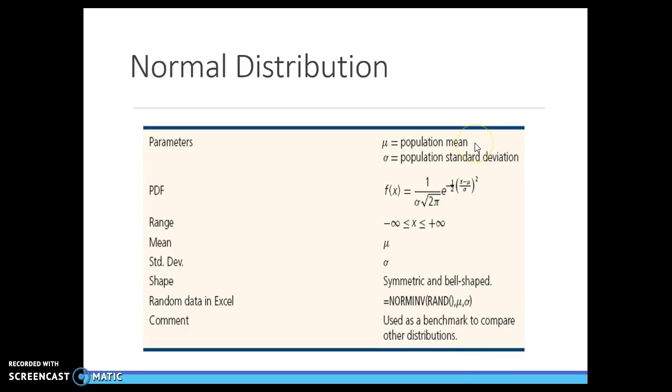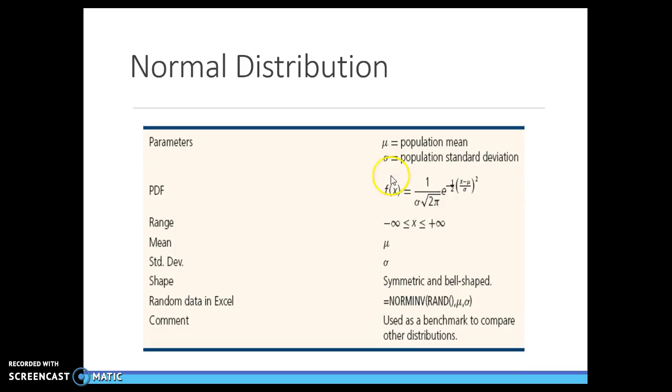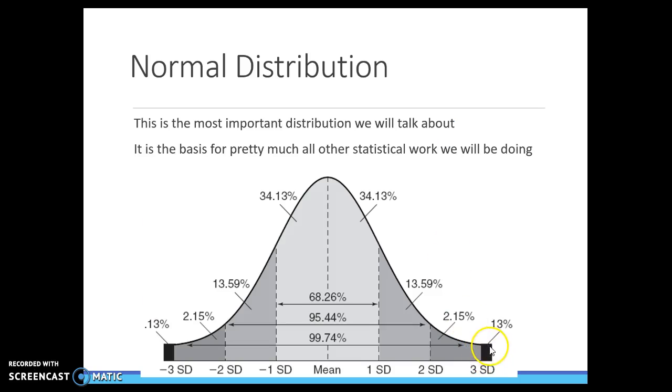The parameters in this case is not a high and low. It is a population mean and a population standard deviation. So our parameters are where does it fall compared to the mean in standard deviations. Our probability distribution function, it looks really awful, but don't worry, Excel does it for us. And our range in this case is -infinity to +infinity. So even though it gets really, really close to the axis, it never actually touches.